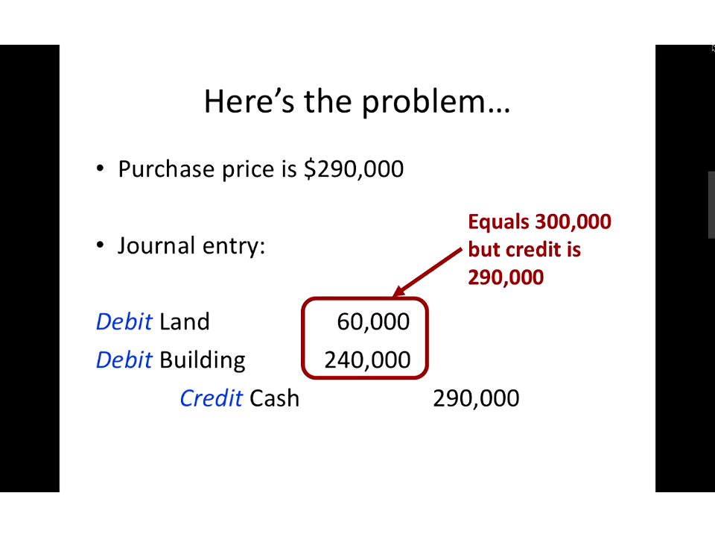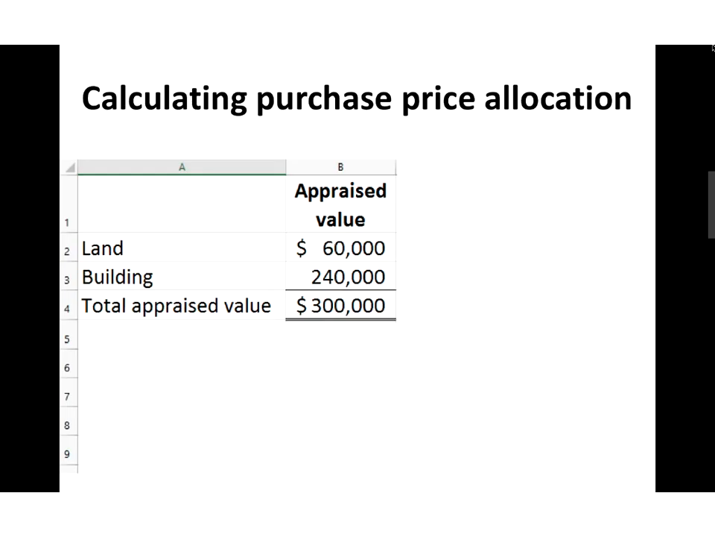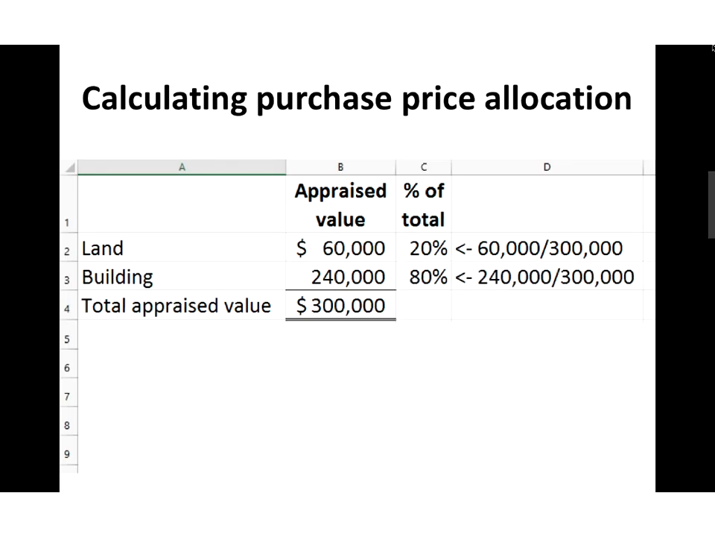We know the cash is $290,000. We have to record the building and land at what we paid for them, not at their appraised value. But how do we allocate the $290,000 between them? And that's what we use the relative sales value for. We have to allocate that some way. So the total appraised value of the land and the building is $300,000. I'm going to figure out that the $60,000 is actually 20% of the total appraised value. I take the $60,000, divide by $300,000 total appraised value, and get 20%. The other 80% is the building.